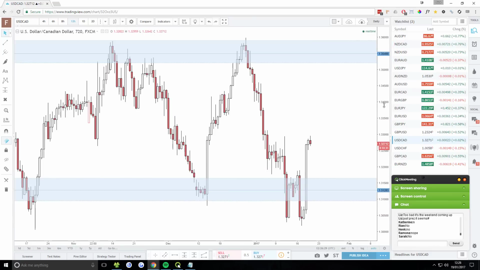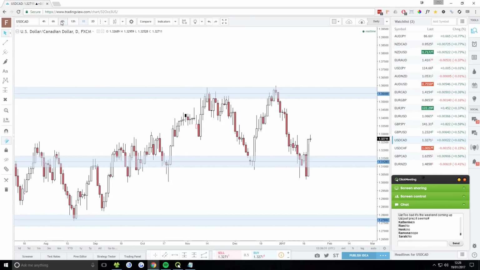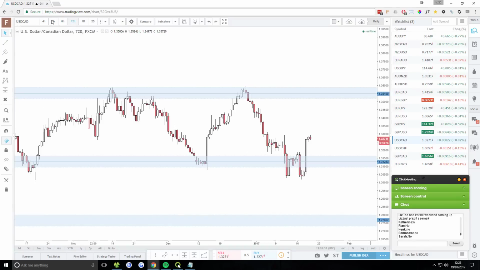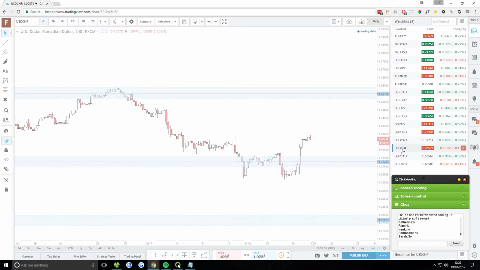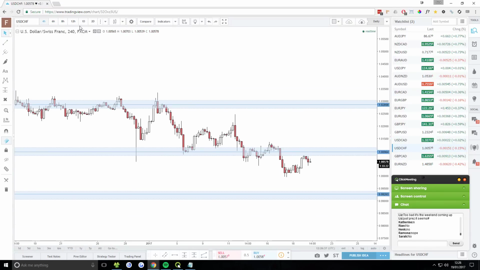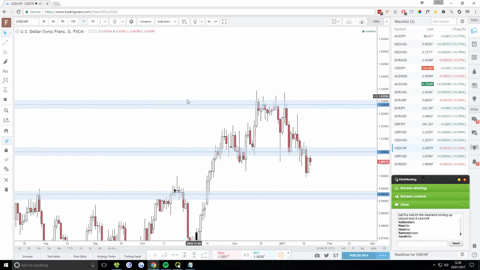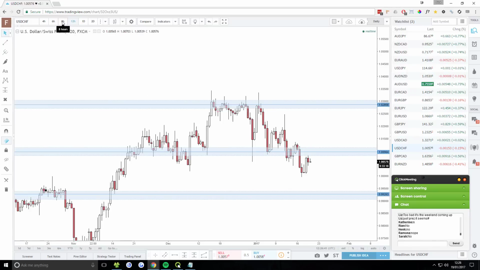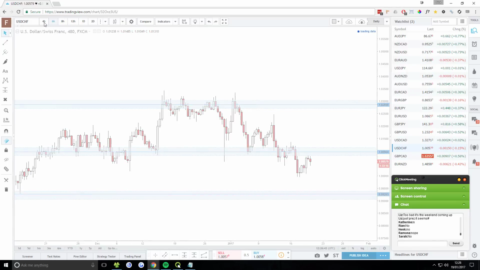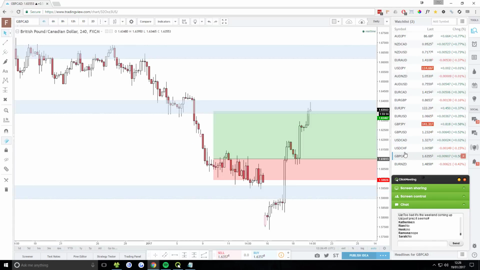Let's check out USDCAD. USDCAD is in between two support resistance areas, so there's nothing really tradable here. USDCHF is in between, kind of below, but nothing really tradable there.